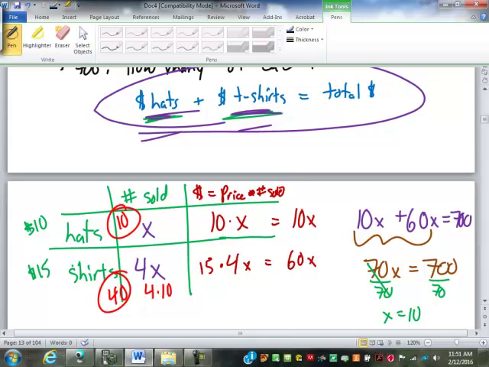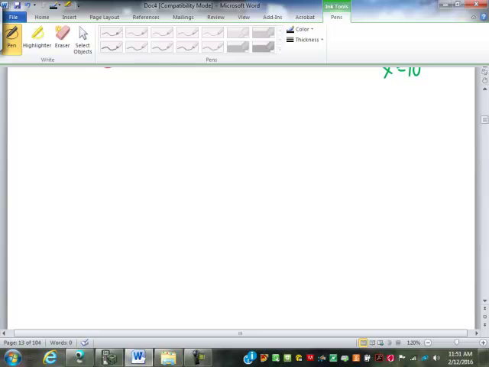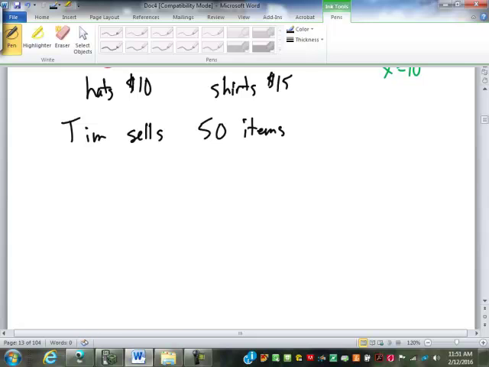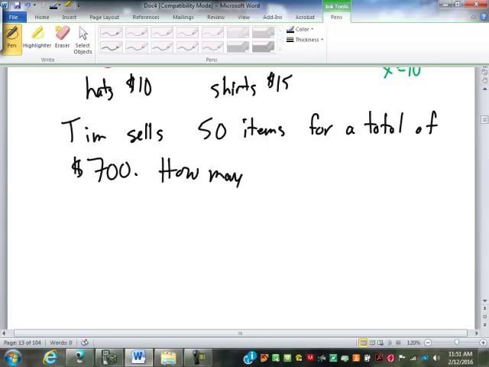Now I'm going to take this same problem and frame it in a slightly different way. So we're still going to have hats for $10 and shirts for $15. But this time we're going to word it like this. Tim sells 50 items for a total of $700. And once again asked how many each. How many of each were sold?